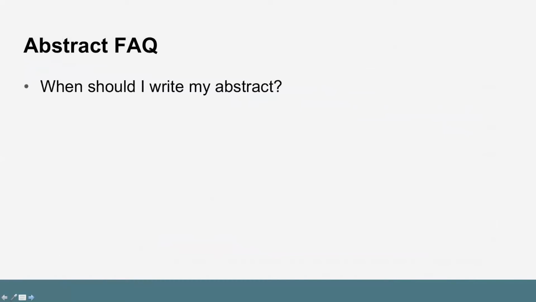You can actually write your abstract as soon as you start thinking about your paper or project, and then you can revise it through the different stages of your writing.